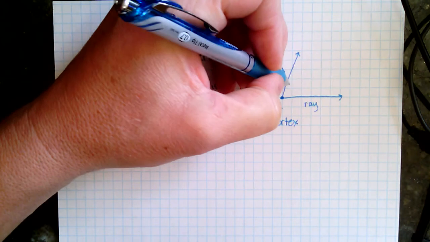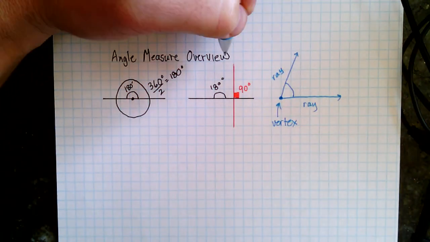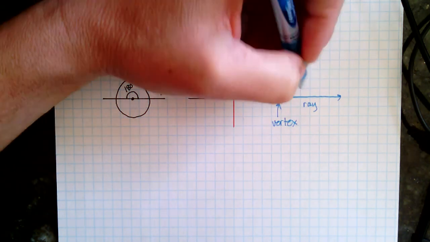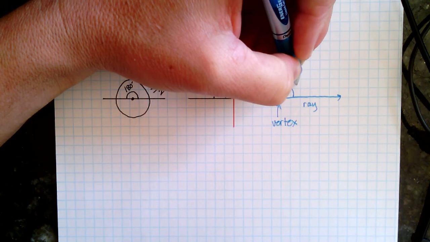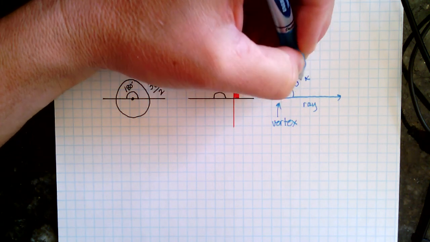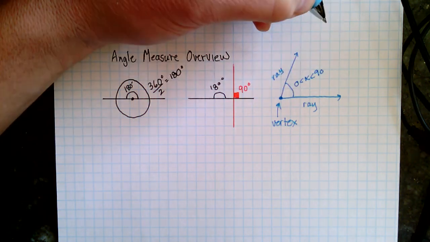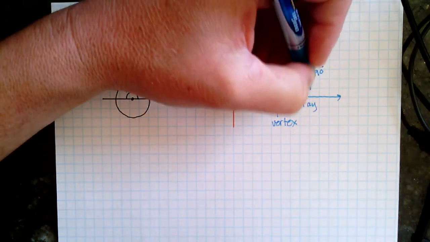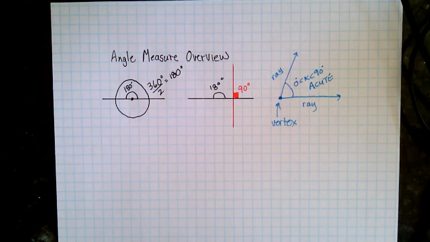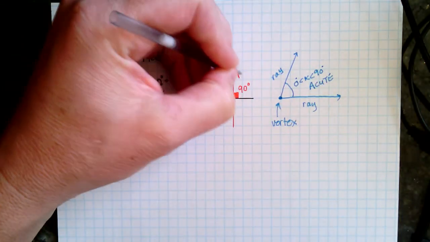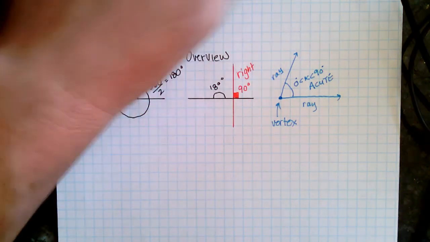We measure angles in degrees, just like you would 360 degrees in a circle. If that angle is greater than 0, so all values of x greater than 0, but less than 90 degrees, then that's called an acute angle. So we have a right angle, which is exactly 90 degrees. That's a right angle. We have an acute angle.